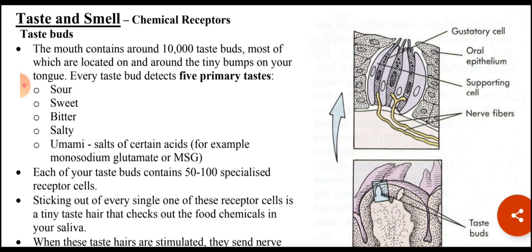In this diagram, you can see the gustatory cell, gustatory meaning taste, oral epithelium, epithelium of the mouth, supporting cells and nerve fibers. And the diagram below is the taste bud. The taste bud diagram has been enlarged.